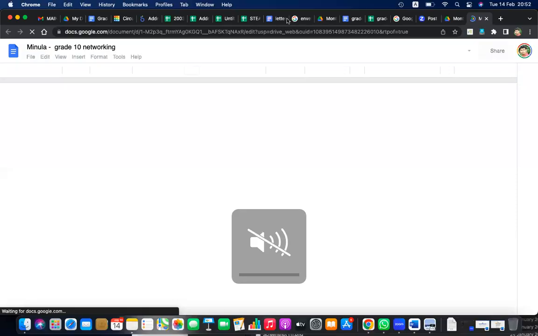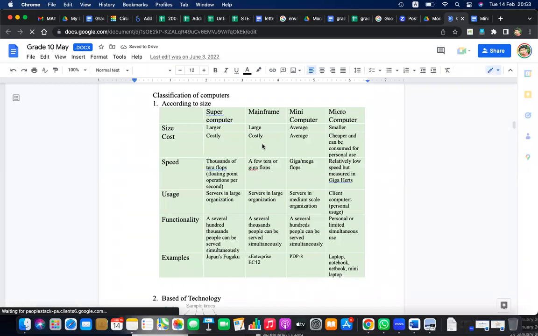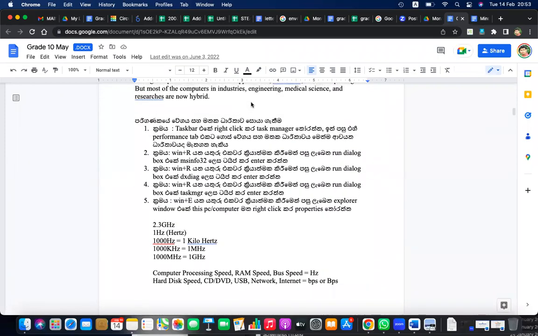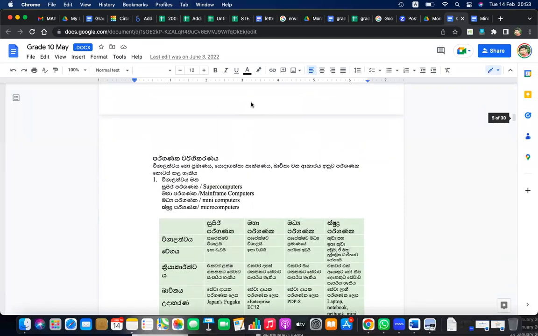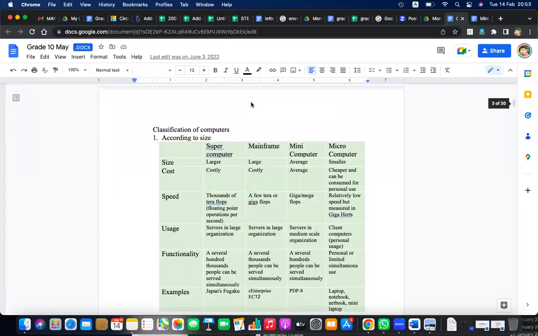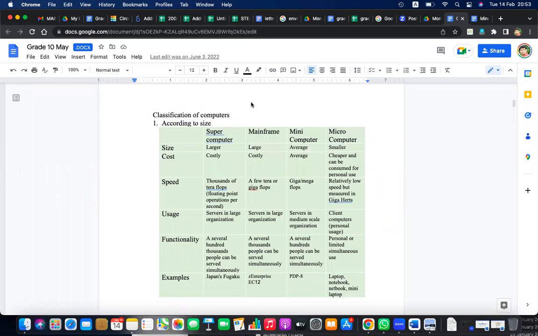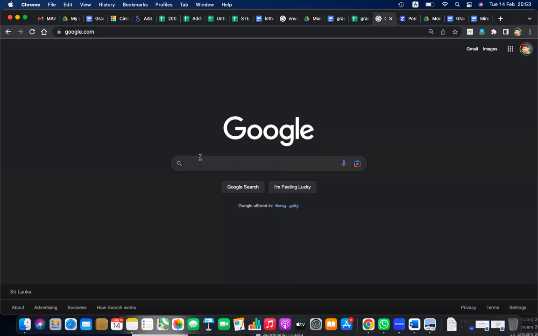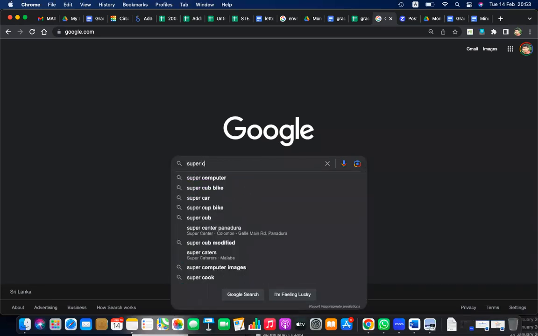Done. As you can see here, the classification can be done in a few ways. Whatever is in the book is also correct, but we have more ways of classifying computers. One is based on size and performance. The largest one is called the supercomputer. It is costly, and it's like a large refrigerator. If you have not seen, in Google they are using supercomputer farms.